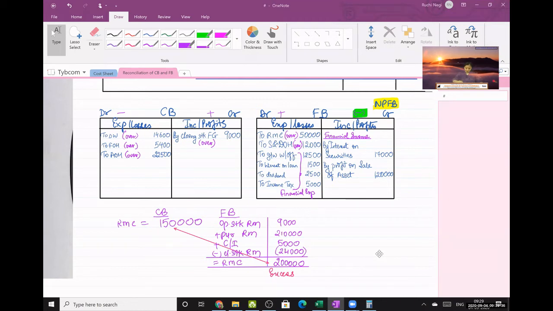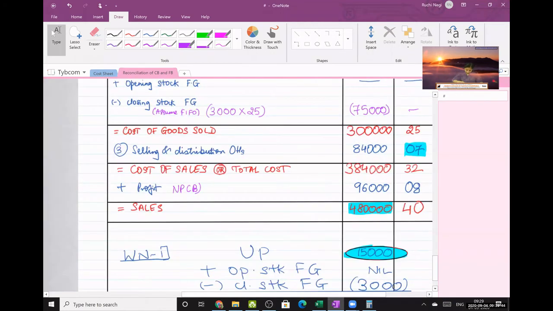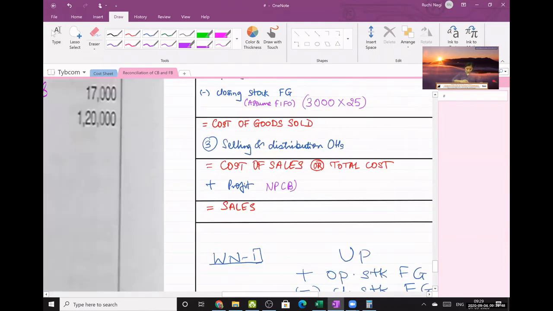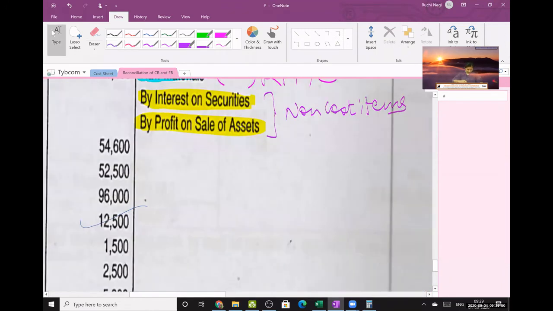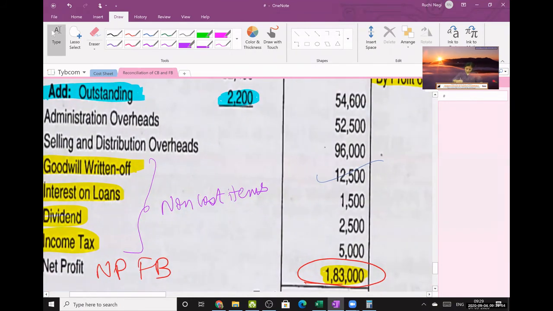Selling and distribution. Okay, fine. ठीक है. Let me take you to selling and distribution. Selling and distribution is 84,000 as per cost sheet, that is cost books. And selling and distribution is how much? 96,000 as per finance books.